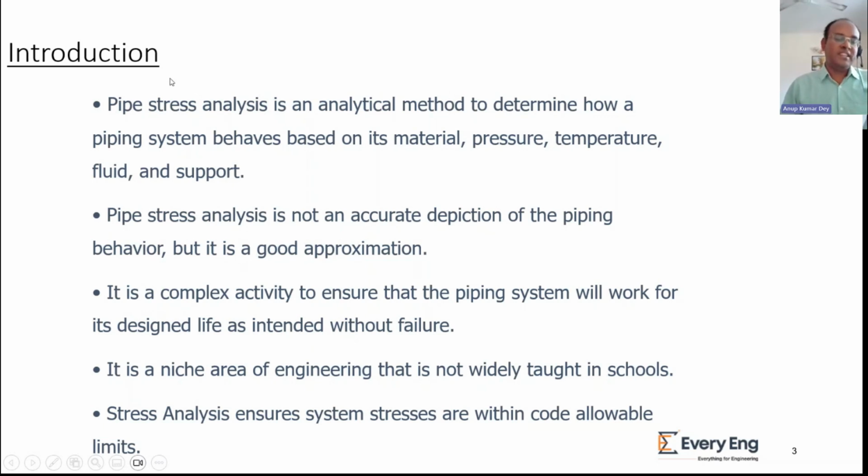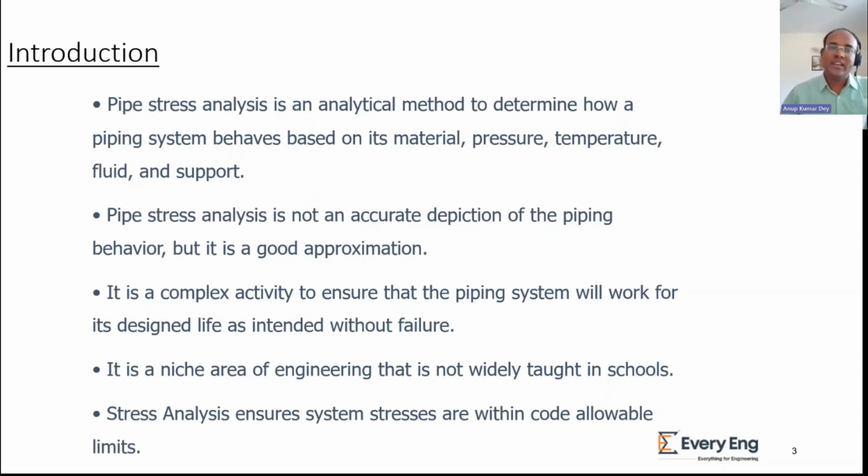What is pipe stress analysis? Pipe stress analysis is an analytical method to determine how a piping system behaves based on its material, pressure, temperature, fluid, and supports. So, from this, it is clear that it is a method to analyze how the piping system will behave. So, what is a piping system? A piping system includes all the elements like pipes, elbows, tees, flanges. As I was showing in my first slide, from one equipment to another equipment the piping is connected, so the complete line we can consider as a piping system.